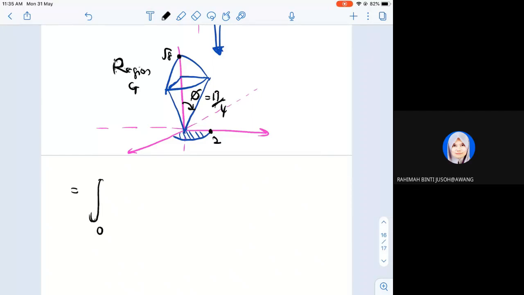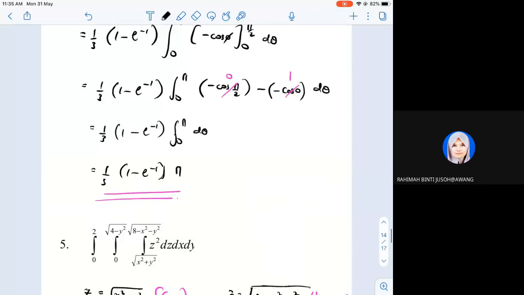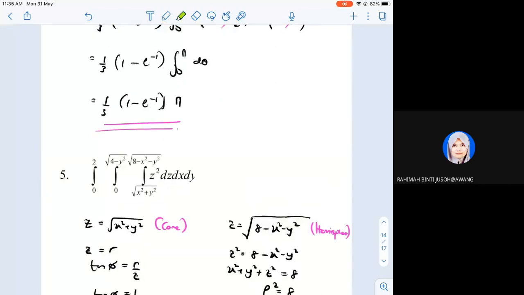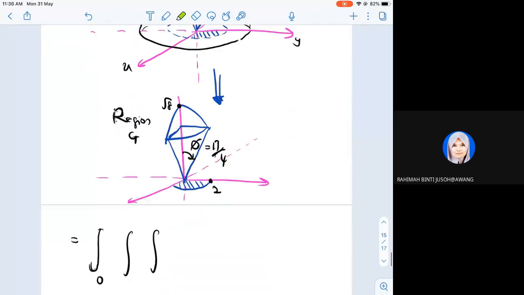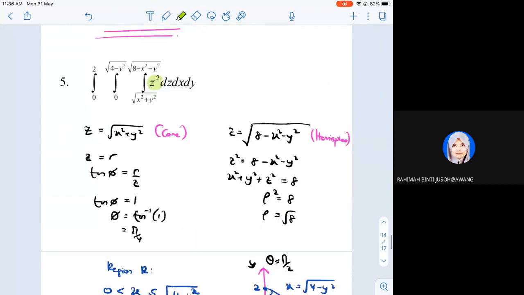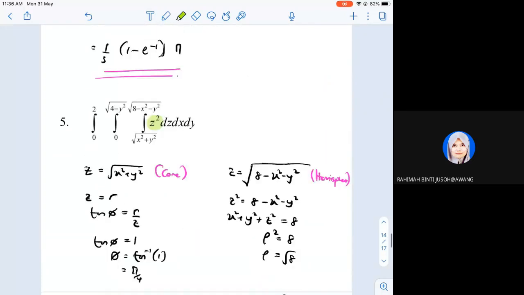From 0, sekejap, kita buat daripada awal. So kat tengah-tengah ni dia ada function tak soalan ni? z squared. What is z? In spherical. Formula z. Guys, z equals to what in spherical? Rho cos phi. Okay, very good. So z squared becomes rho squared cos squared phi lah. Rho squared cos squared phi macam tu.